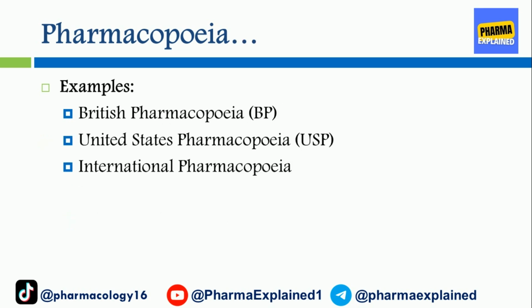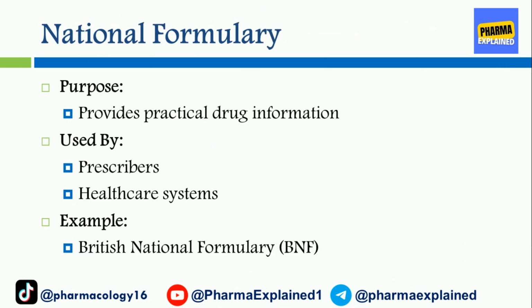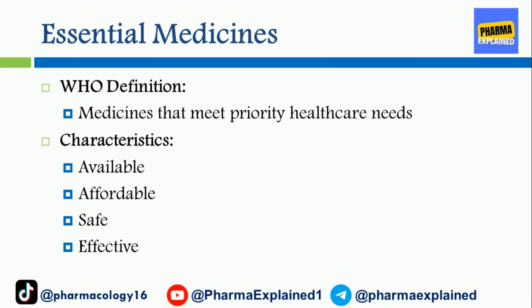Examples include the British Pharmacopoeia, the United States Pharmacopoeia, and the International Pharmacopoeia. A national formulary provides practical drug information for prescribers within a country or healthcare system. Essential medicines are drugs identified by the World Health Organization as necessary to meet the priority healthcare needs of the population. These medicines should always be available, affordable, safe, and effective.